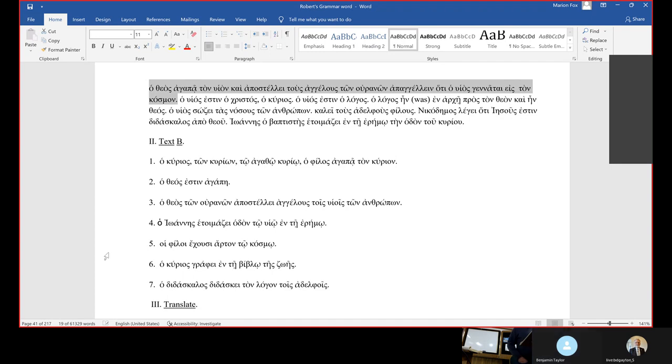Oh, now, huios is what case? You can tell by the article what case it is. Nominative, of course. What does that mean? It's the what for that verb? The subject. Okay, it's the subject. So it is the Son, if it's passive voice, he is being what? Begotten. Into the what? Into the world. Now, it could be past tense. We could have had a past tense verb here. We haven't studied them yet.